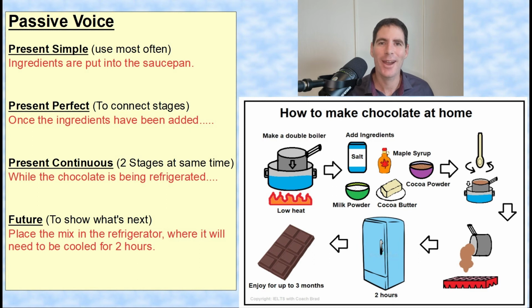Now, this is where it gets very challenging. For beginner students, they will want to stay mostly in present simple. You will not get a higher score of 7, 8, or 9 if you do this, but it is very safe and can stop you making some terrible mistakes. If you are comfortable, use present simple in passive. For example, ingredients are put into the saucepan.